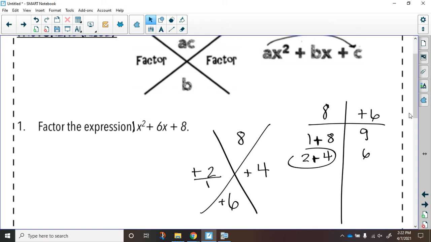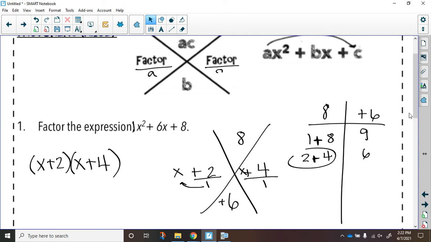When we divide by a, I'm going to move it to the front. And our factors are going to be x plus 2 and x plus 4. Again, I like dividing my factors by a because I automatically know that that is going to go to the front.